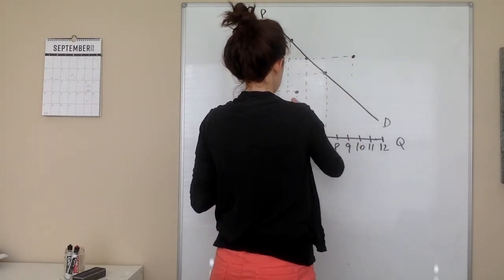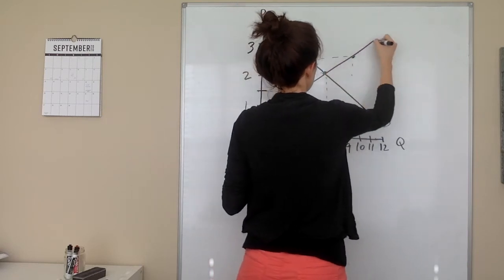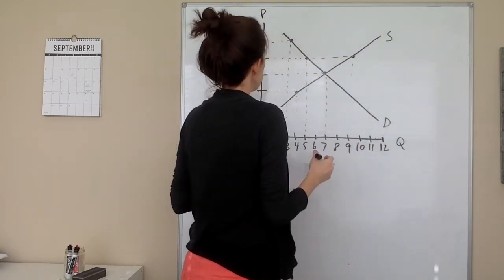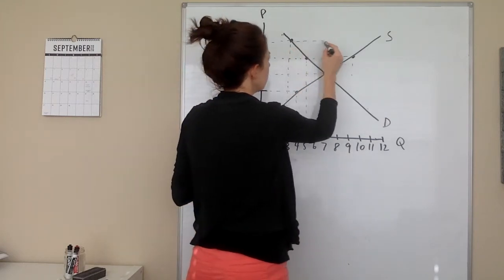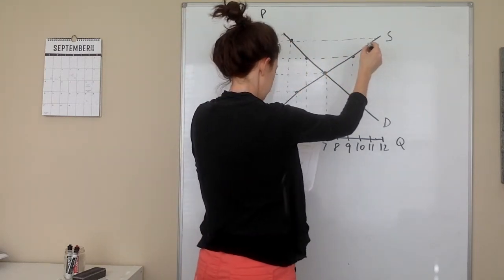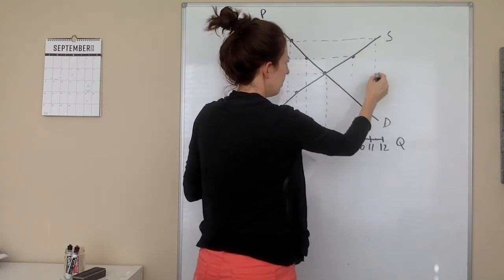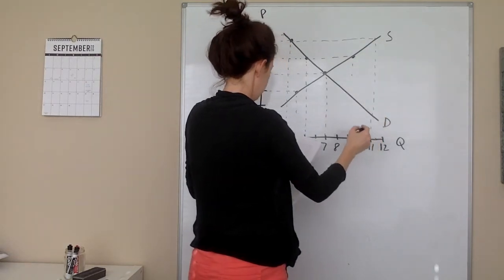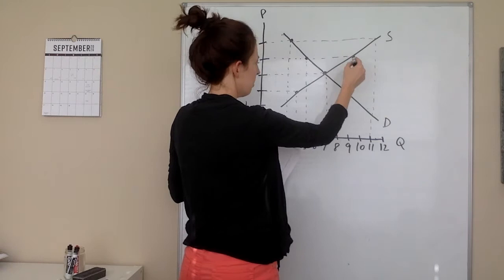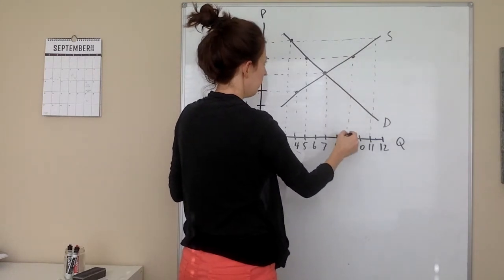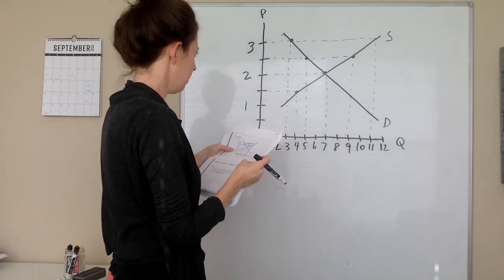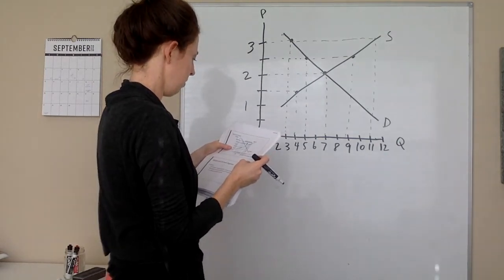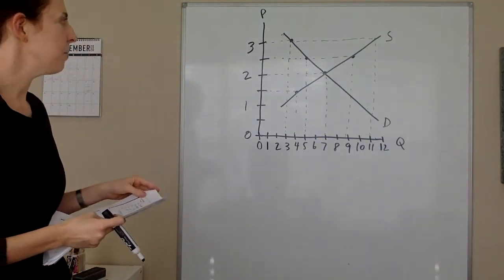So we're going to keep connecting the dots and have a market supply. Keep going a little bit more. This $3 corresponds to 11. This $2.50 again corresponds to 9. What else am I missing? I'll keep on adding numbers as I need to.